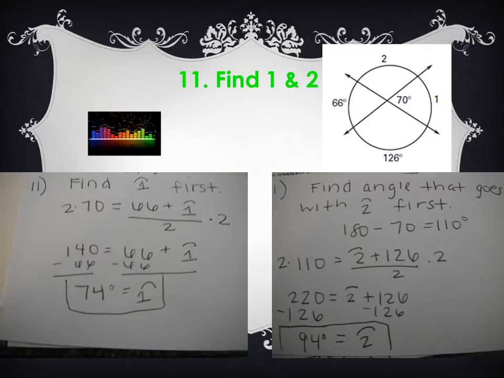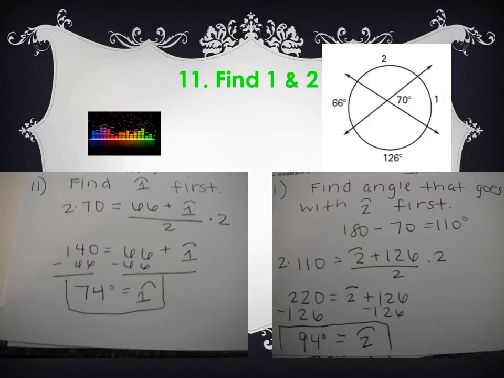Arc 2 goes with an angle whose vertex is inside the circle. We don't know what that angle is, so we're going to have to find it first. The angle that goes with arc 2 is supplementary to 70 degrees. We will find that angle first by doing 180 minus 70 degrees. We get that inside angle to be 110 degrees.